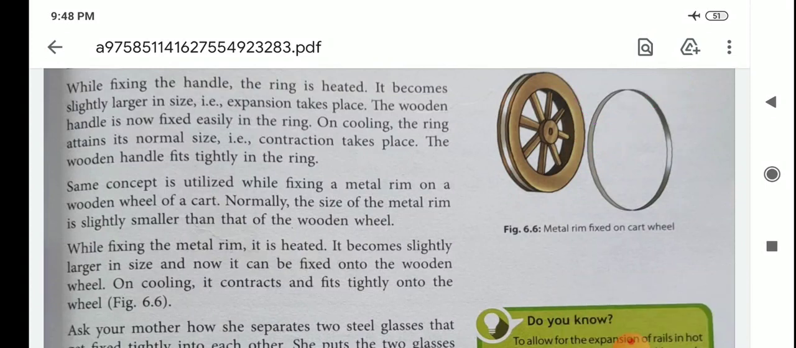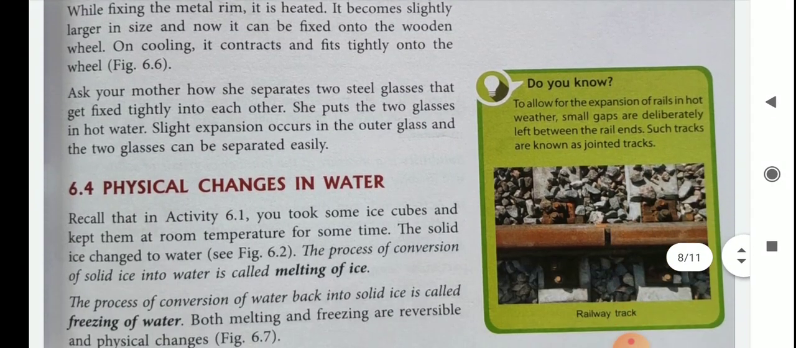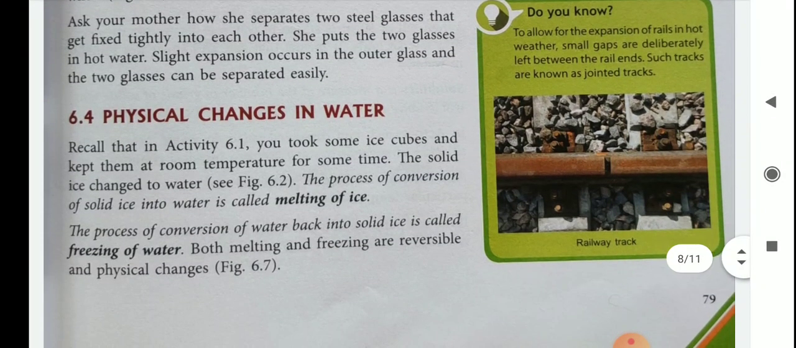So, clear about expansion and contraction? Then physical changes in water.